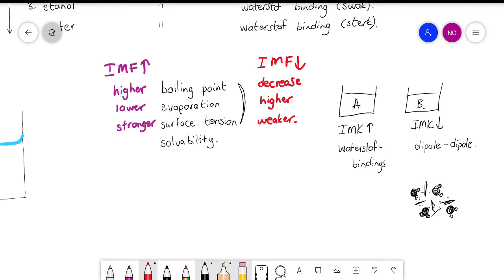Okay. Should we know anything about bond length and bonding? No, I'm not going to look at that now. This is what you need for your practical.